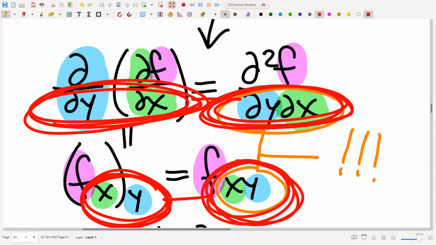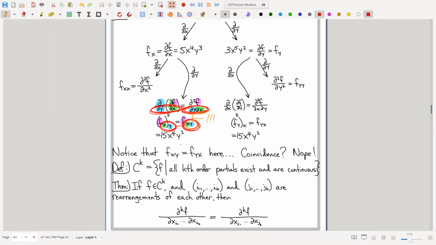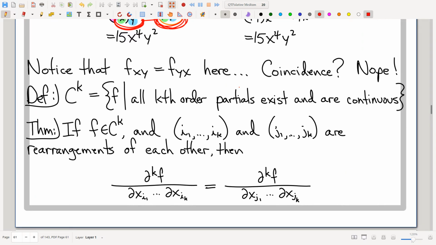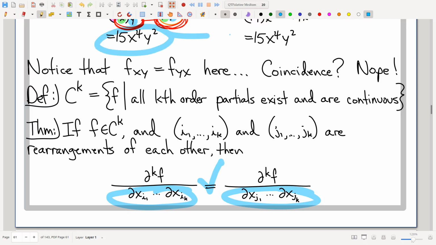Now, that said, good news. It turns out, in many cases, it actually kind of doesn't matter. In many cases, the order that you take the partials will always give you the same result. This is true in most cases. This is true in this case, for example. You notice that you do the x partial of the y partial or the y partial of the x partial, whichever way you do it, 15x to the fourth y squared. Same. Nice. And that's true most of the time in some sense.